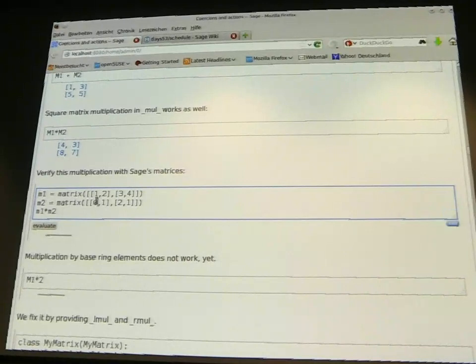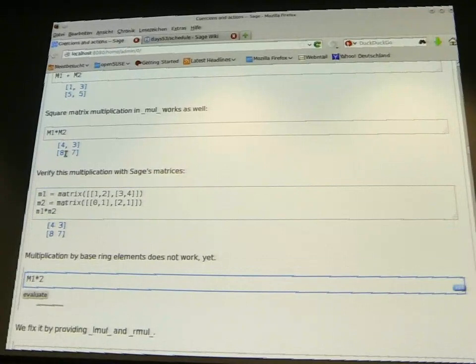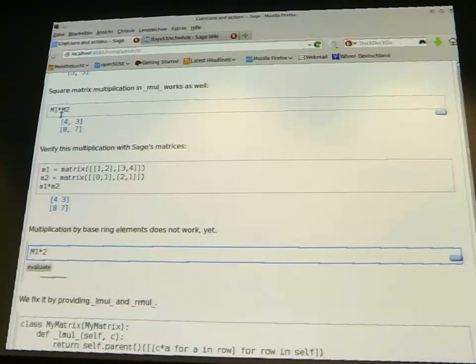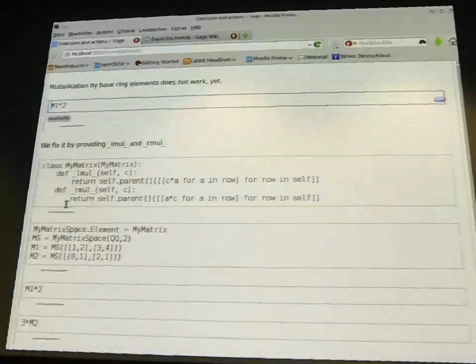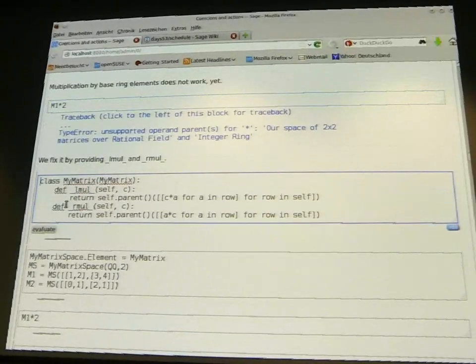Let's do the same with Sage's own matrices. And the multiplication says, okay, that's the same. You see the different string representation, so in this talk it is always possible to distinguish between our implementation and Sage's implementation. The result is the same. But multiplication with base ring elements does not work yet.